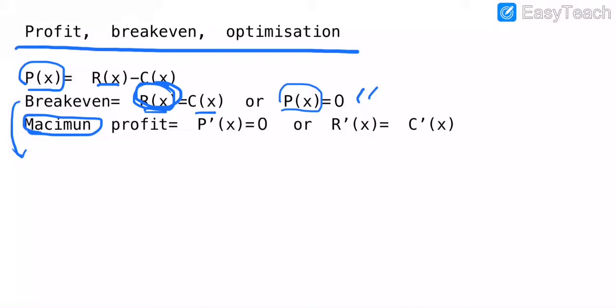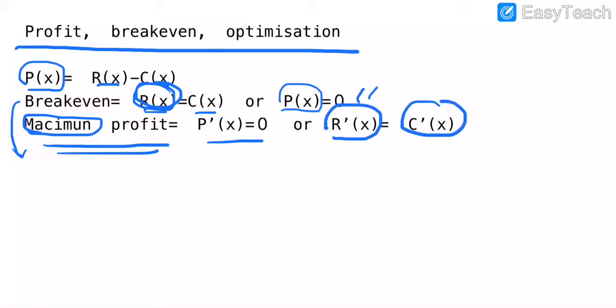The third formula here will be maximum profit. Maximum profit, keuntungan yang paling maximum, is when you differentiate the profit function and set it equal to zero, or the differentiation of the revenue function and the differentiation of the cost function. When the marginal revenue equals marginal cost, we call it maximum profit. Or when the marginal profit function is equal to zero, we call it maximum profit.